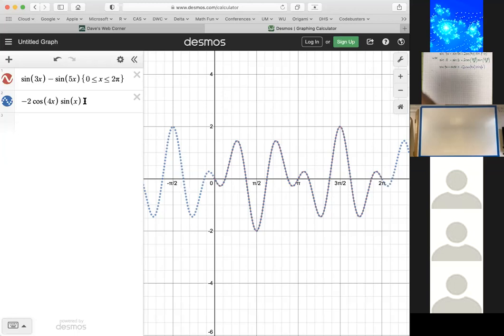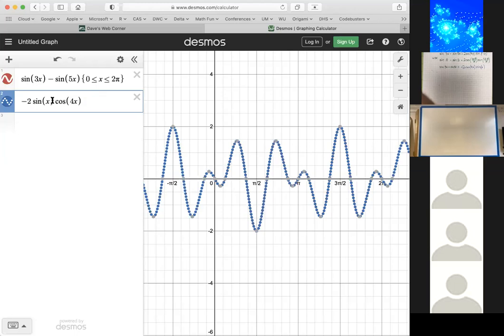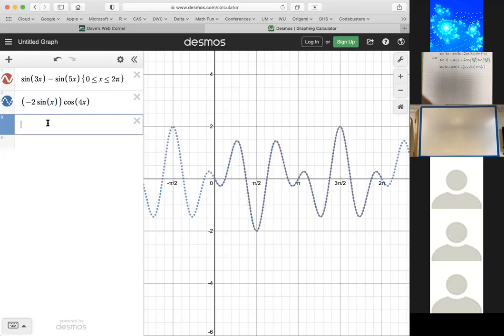What I really have here, let me put the sine in front of the cosine. Doesn't matter which order I write that. What I really have here is a cosine wave with a funny amplitude. Think about this as a cosine wave with a funny amplitude of -2 sine x. So let me draw -2 sine x on top of this.